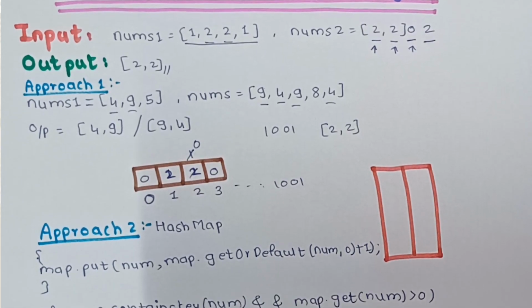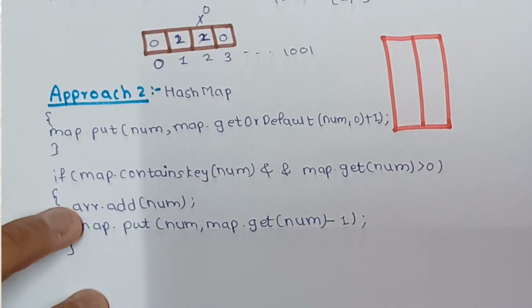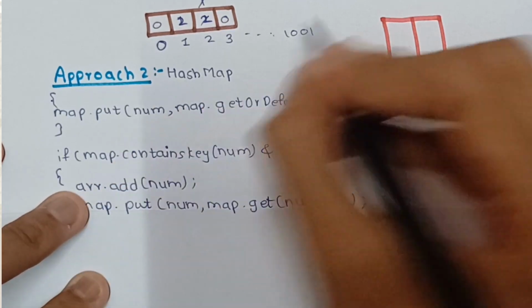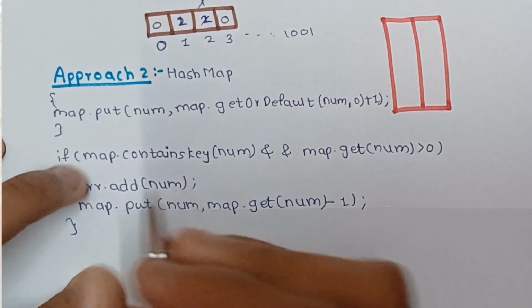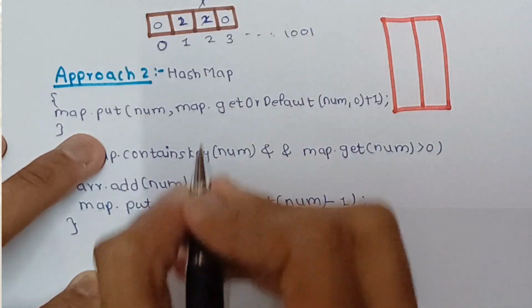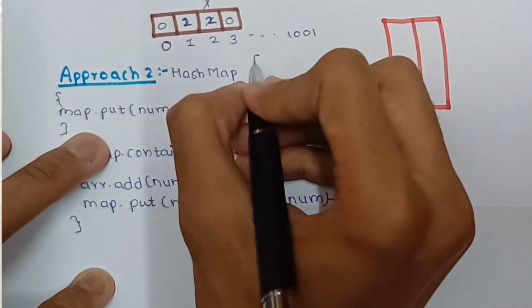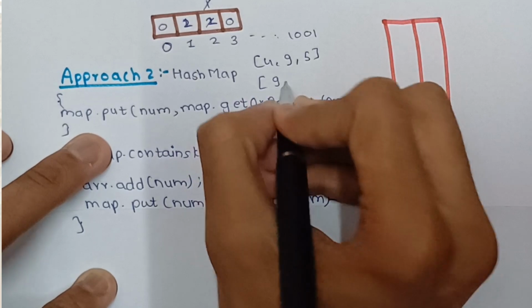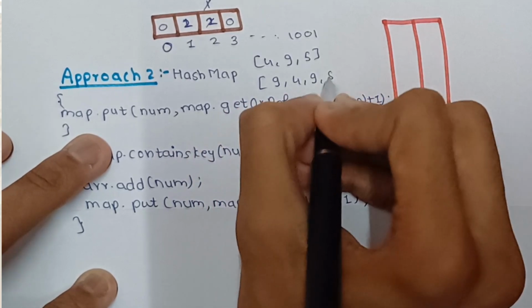Let's understand the second approach, which is the optimal approach. By using a hash map, we have to create one hash map and store the elements and their frequencies. We have to do the same thing. First we will go through 4 comma 9 comma 5. I will take this example, and nums2 is 9 comma 4 comma 9 comma 8 comma 4.